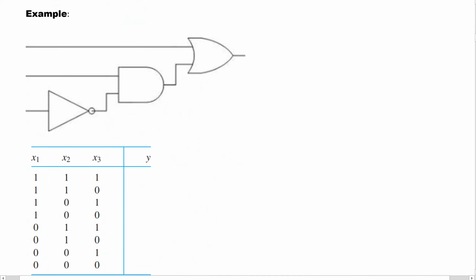In this example, we have x1, x2, x3. These are NOT gates, these are AND gates, and these are OR gates. If we want to write down the Boolean expression, we first have NOT x3, and then we use it to AND x2, and then we use it to OR x1. So far, so good, everybody. How do we figure out the logic table?